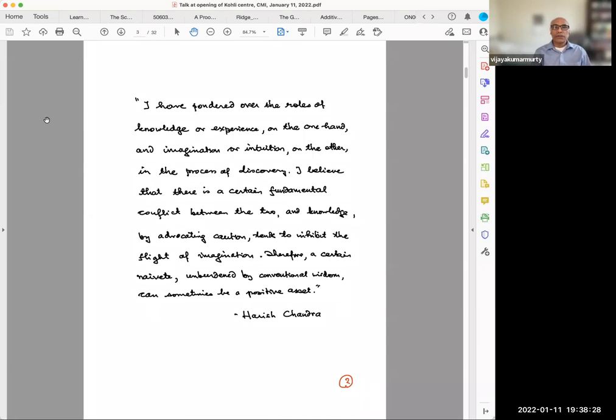"I have pondered over the roles of knowledge or experience on the one hand, and imagination or intuition on the other, in the process of discovery. I believe that there is a certain fundamental conflict between the two. And knowledge, by advocating caution, tends to inhibit the flight of imagination. Therefore, a certain naivety, unburdened by conventional wisdom, can sometimes be a positive asset." Now, of course, in mathematics, when we say we have a proof, we better have a proof. There are certain requirements of rigor and accuracy and correctness.